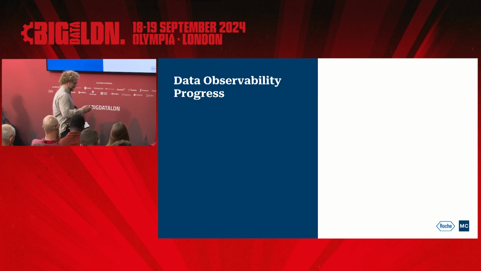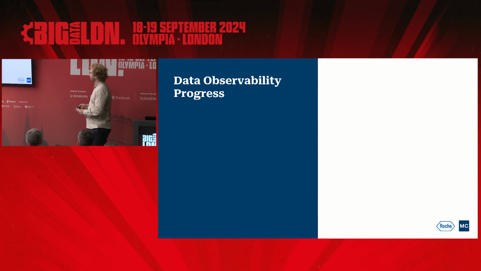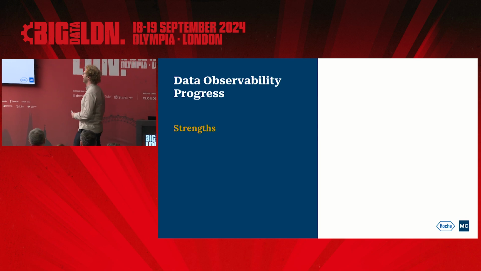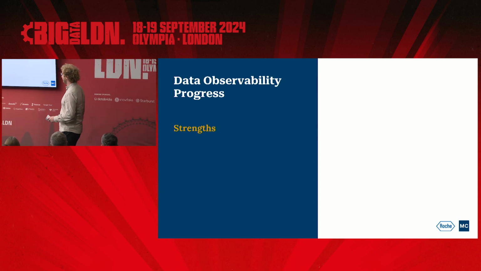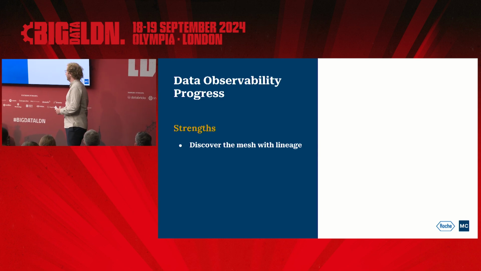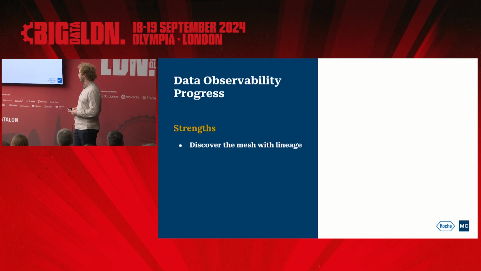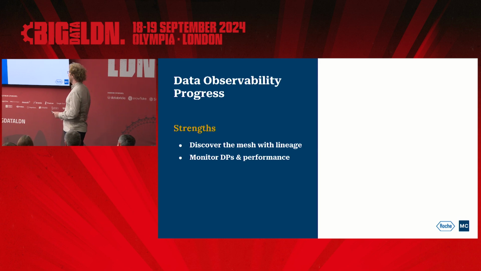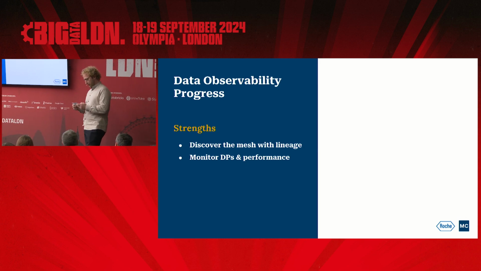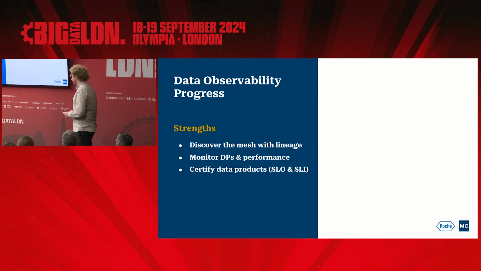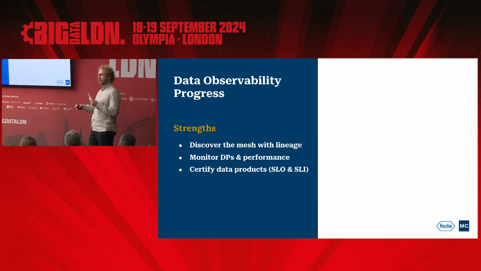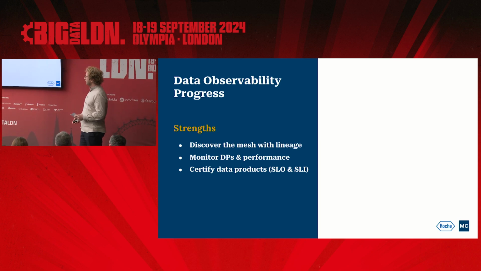So, we have reached the last slide. In conclusion, I want to focus on strengths first, and then I will talk about opportunities. The first strength is about discovering the lineage of your data product. This gives you transparency and a focus on efficiency. With monitoring data products and their performance, you can reduce technical debt. And with monitoring your SLIs, which lead to your SLOs, service level objectives, it helps you in the certification process of your data products.